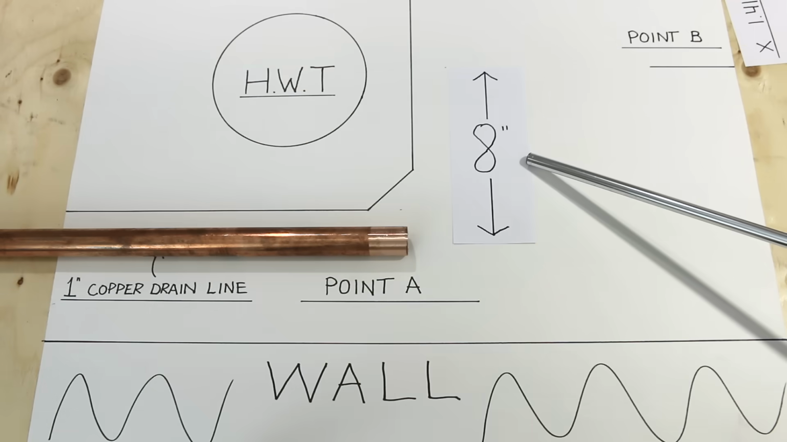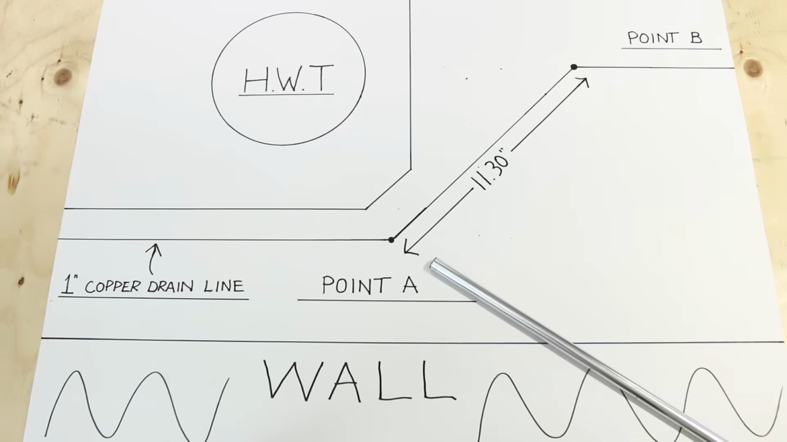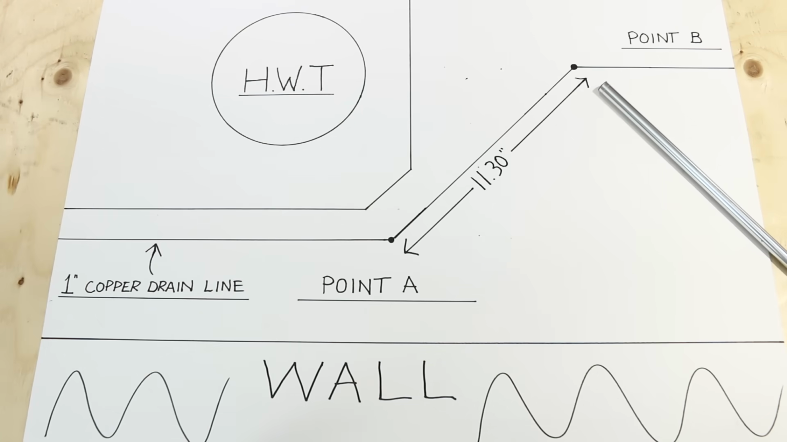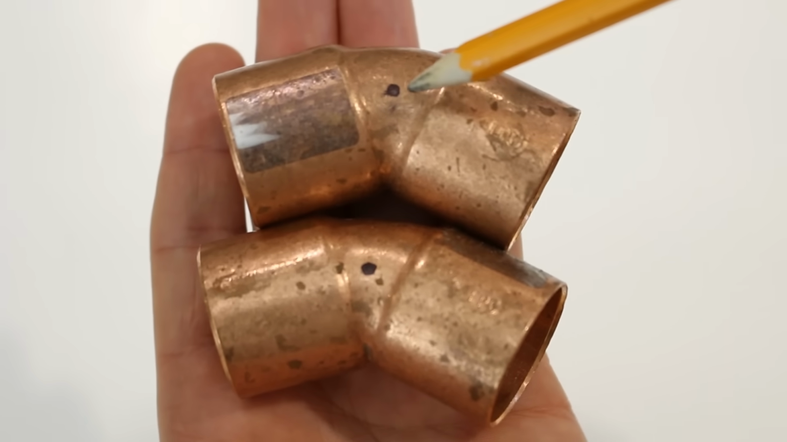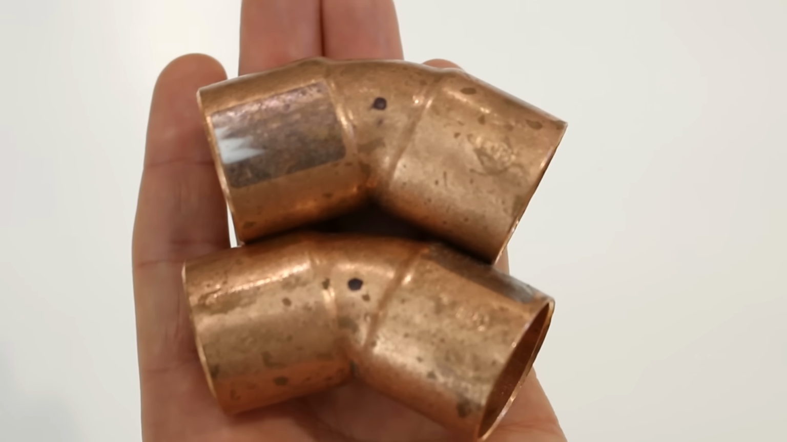Once you've found the measurement between both pipes, multiply that number by 1.4142 to get your hypotenuse or diagonal pipe measurement. Since your measurements were taken from center to center, it's now easy to remove the fittings out of the equation, and here's how to do it.